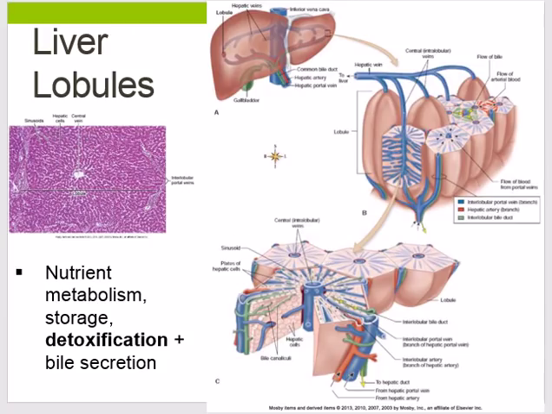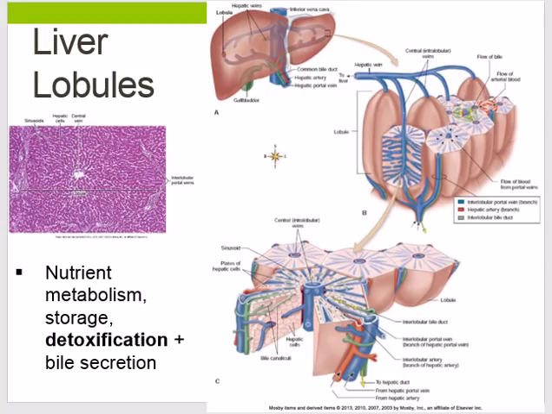The liver gets its own blood supply directly from the heart, and that's from the hepatic artery. So just like other organs, the liver itself needs oxygen and nutrients to survive, so the hepatic artery is going to provide that for its survival.